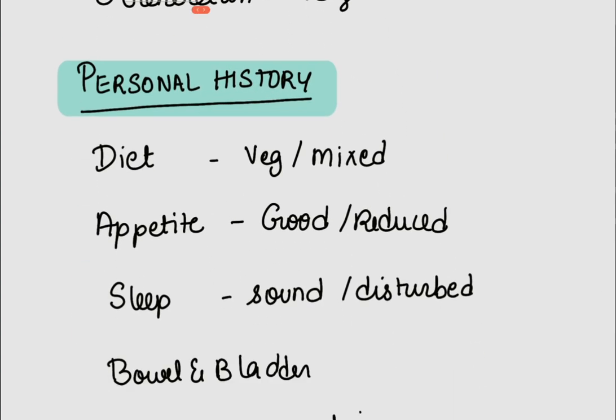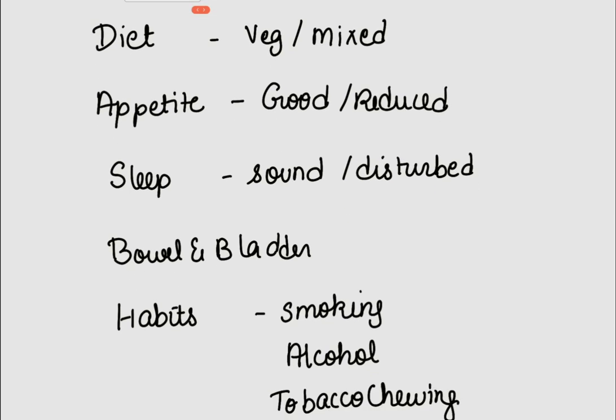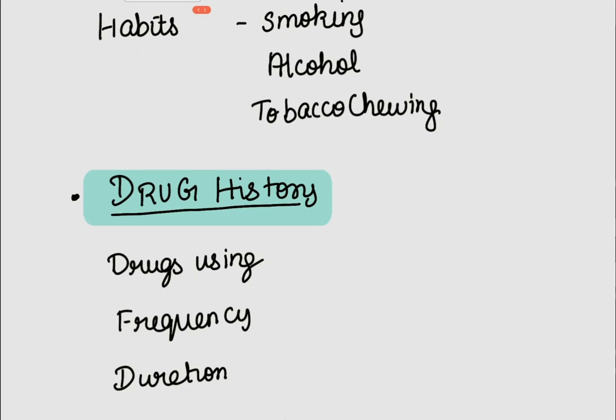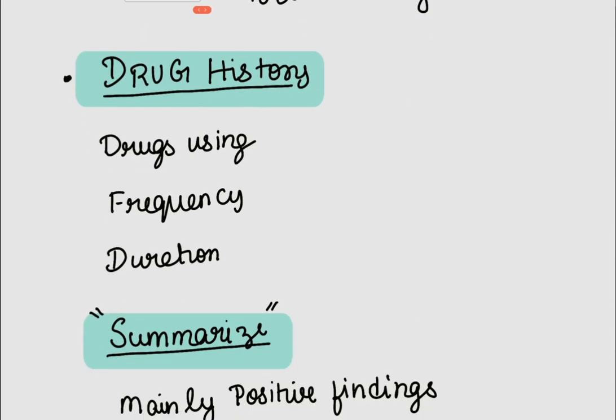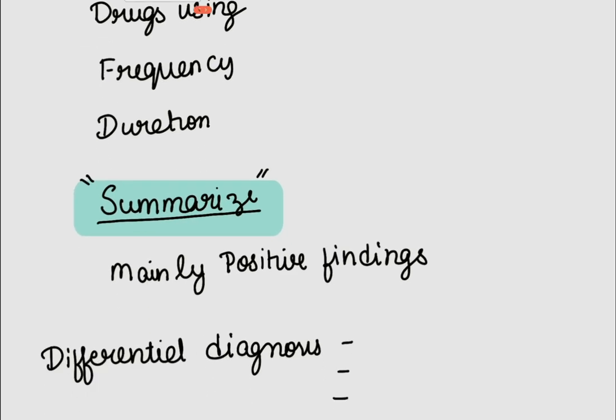Then we have personal history, wherein we note down diet, appetite, sleep, bowel and bladder, if it's normal or if it's regular. Then habit, if he has any habit such as smoking, alcohol, tobacco chewing, and if he has, then smoking index and alcohol units to be calculated. Then we have drug history, wherein we have to see for drugs, frequency and duration, and summarize.